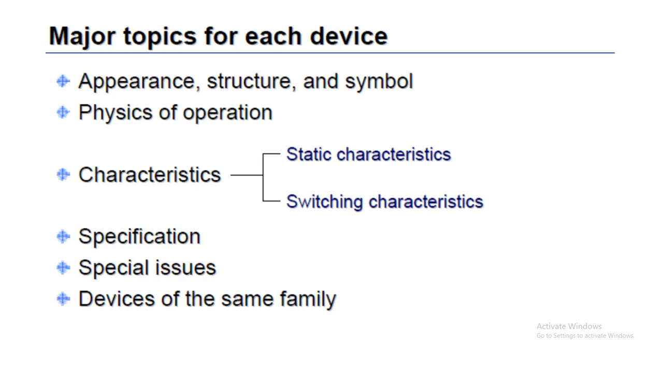The next one, specifications: the maximum voltage, maximum current, maximum power handling, the temperature to be maintained for the operation of the device, and the gate current and base current of the device. Those are all the specifications. The next one, special issues: what type of devices can be used for what type of applications, that is, low power, medium power, and high power applications, and devices of the same family. The thyristor is a family name, and SCR, TRIAC, and DIAC are devices belonging to that family.